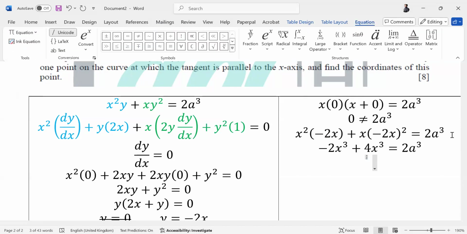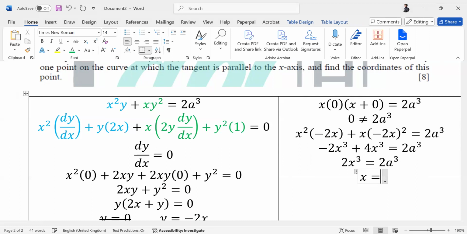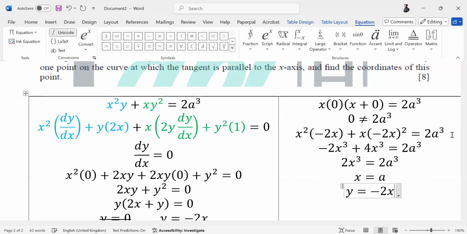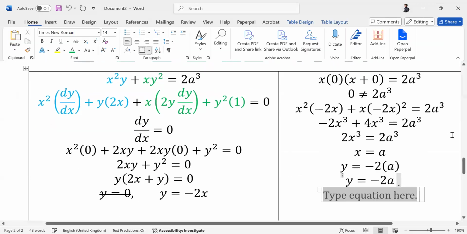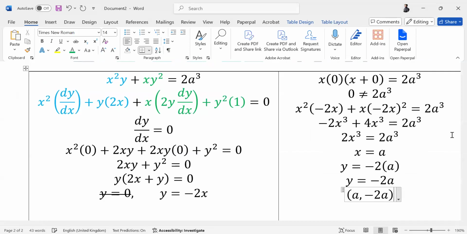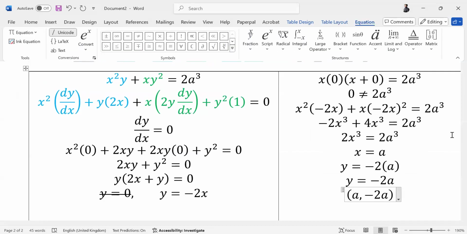Is that right? So 2x cube is 2a cube and the value of x is a and the value of y is minus 2x. X की जगह I'll just plug in a. The value of y is minus 2a. So the coordinate is a comma minus 2a when the tangent is parallel to the x-axis. Is this clear? Clear है?